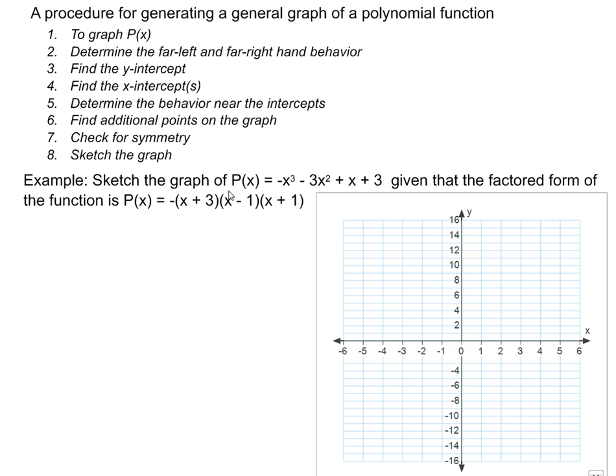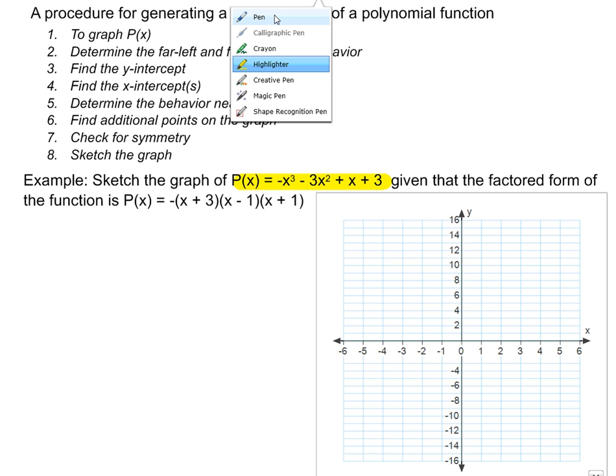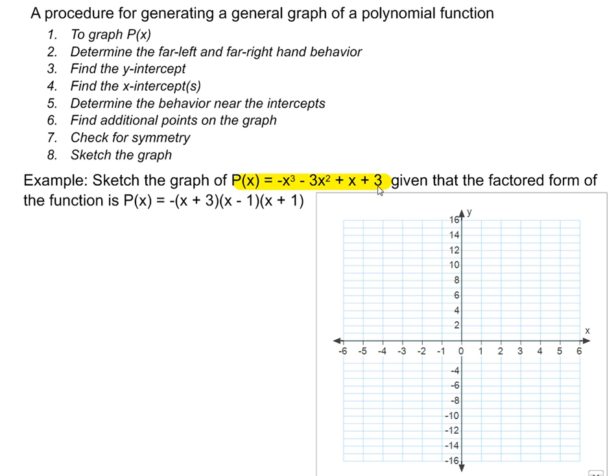In my example, I'm using the function p of x is equal to negative x cubed minus 3x squared plus x plus 3. I do want to be very careful here. I'm already giving you the factored form right below it, but my leading coefficient for this polynomial is equal to -1. And furthermore, I know that I have an odd degree.